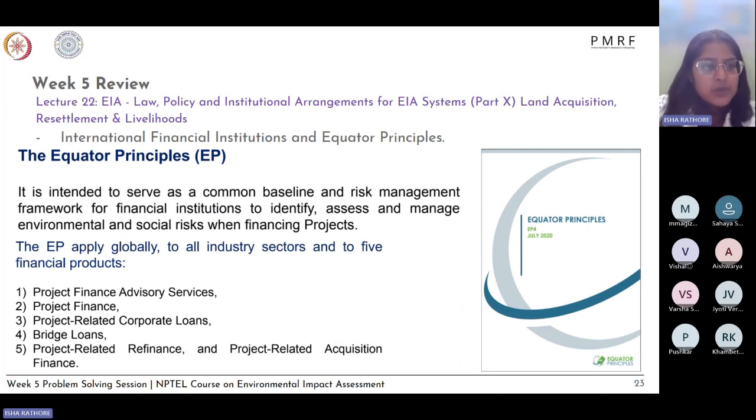Then we also looked at the Equator principles. These are principles intended to serve as a common baseline and risk management framework for financial institutes to identify, assess, and manage the environmental and social risks when financing projects. The Equator principles apply globally to all industry sectors and to 5 financial products. These 5 financial products are project finance advisory services, project finance, project-related corporate loans, bridge loans, and project-related refinance and project-related acquisition finance. So this last one looks at acquisition finance and acquisition frameworks, resettlement action plans, RAP, all of those kinds of things.